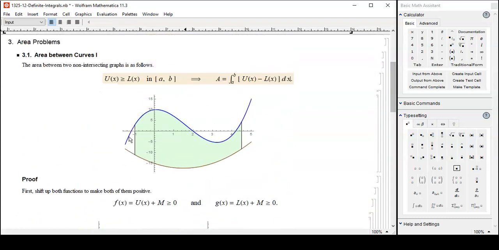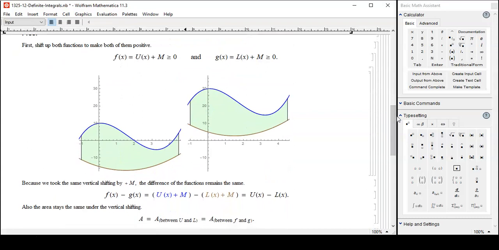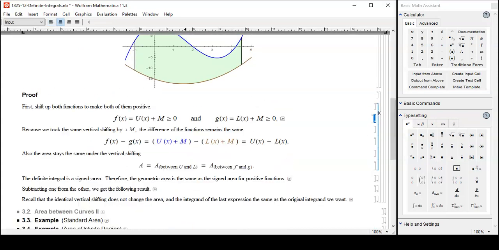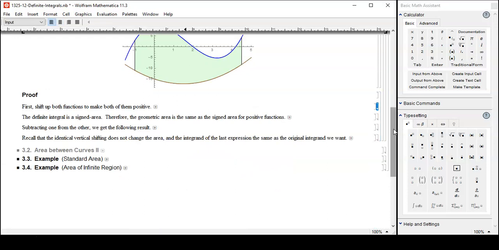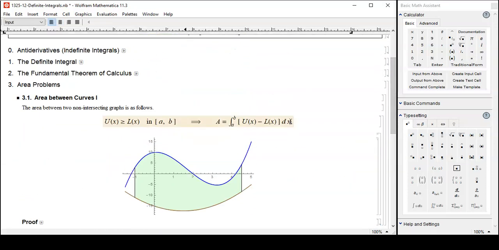But in general, how do we do that? Even in general, it still works because all you have to do is shift them up a little bit with plus m and move it up and then do the same thing. If you follow all that, great. If you don't, just consider it as a formula. Integral of upper function minus lower function.